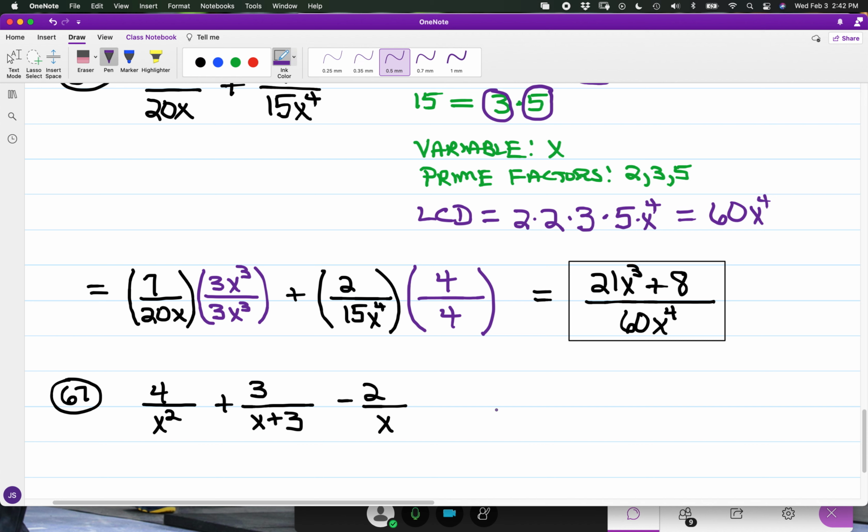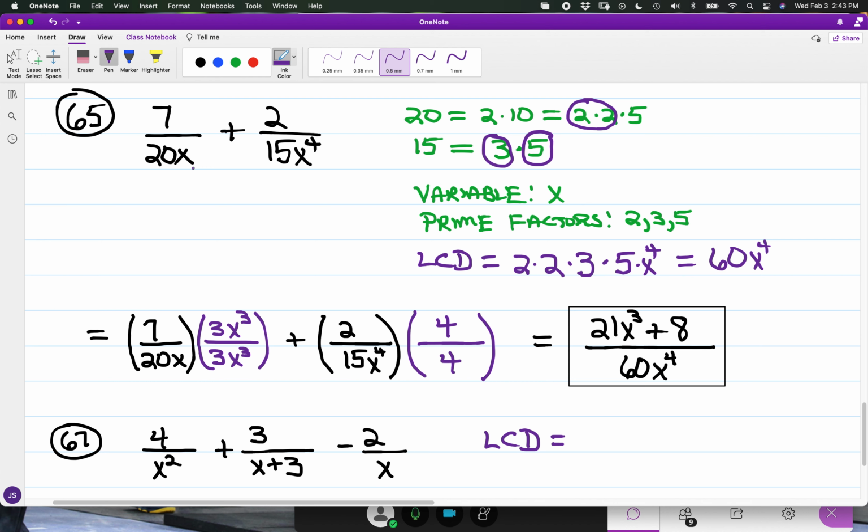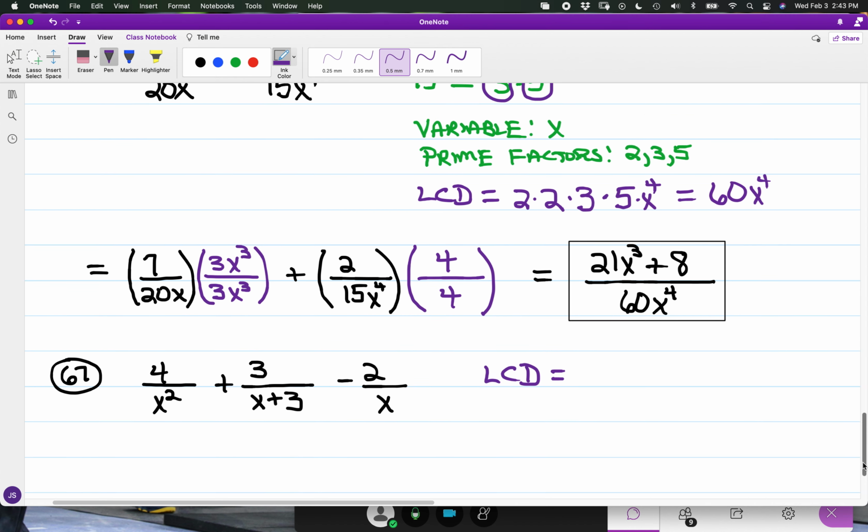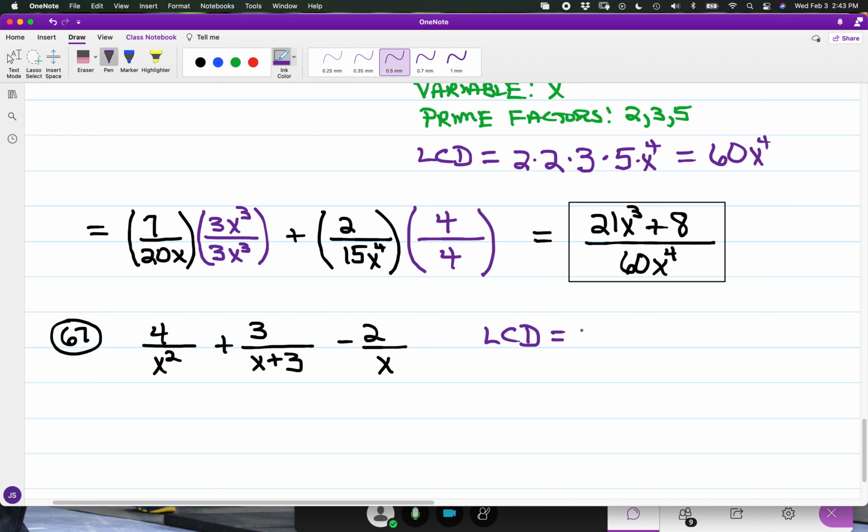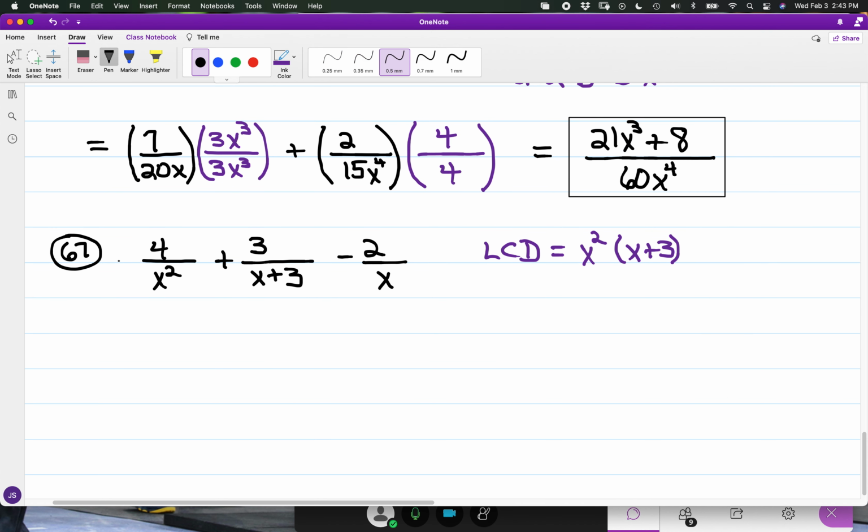Now for the least common denominator, we have standalone variable terms with x and x squared. Between the two, you're going to be stressing the higher degree in x, just like earlier, so that one went to x to the fourth. Here, with the standalone variable terms in x, we have x squared, and then we have the binomial x plus 3. So the least common denominator is x squared times the quantity x plus 3.